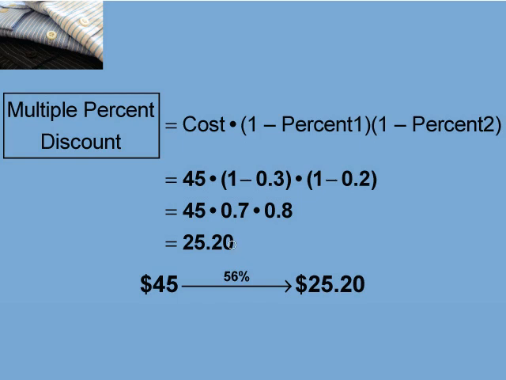Notice that going from 45 to $25.20 is paying 56% of the original price. But that's the same as multiplying the individual percents, 70% and 80%. So multiple percents can be reduced to a single percent calculation. Let's look at another example.